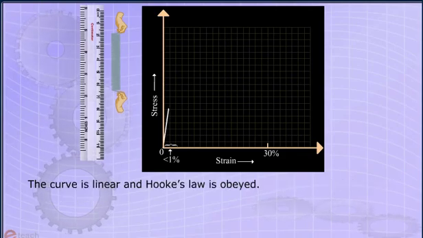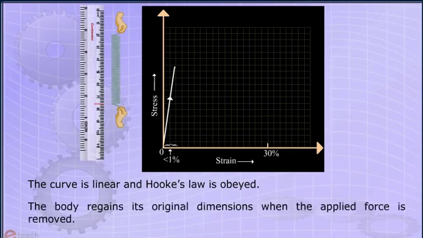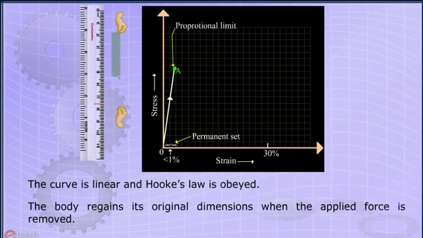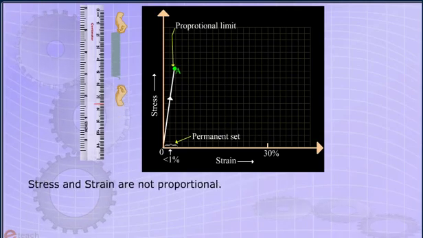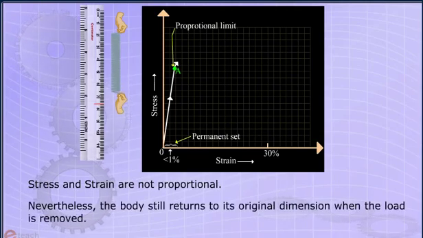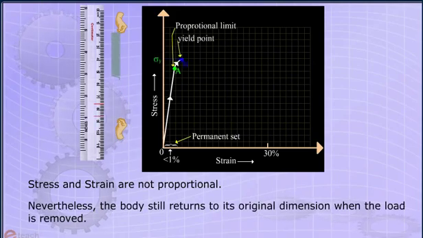The curve is linear and Hooke's law is obeyed. The body regains its original dimensions when the applied force is removed. In this region, the solid behaves as an elastic body. Stress and strain are not proportional. Nevertheless, the body still returns to its original dimension when the load is removed.